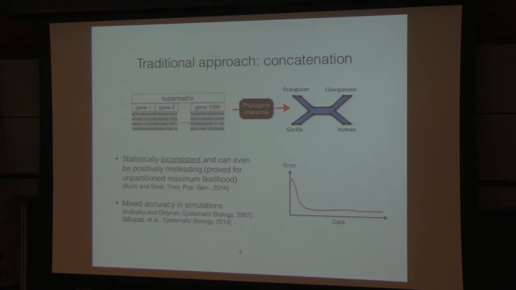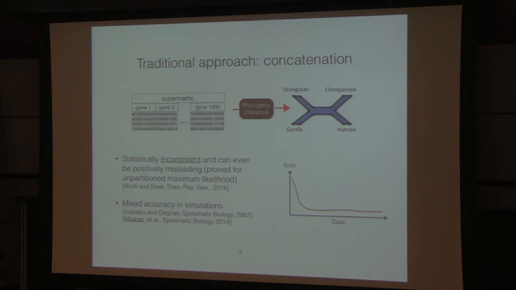So that's a really big problem about concatenation, that you can run your analysis and be really, really confident that you have the right tree because all the statistical support values are 100%, but you'd be wrong. Okay? So that's a problem with concatenation from a theoretical perspective. But from an empirical perspective, it's much more interesting.